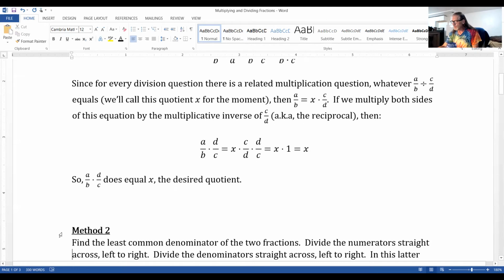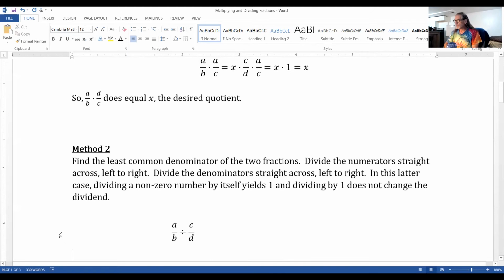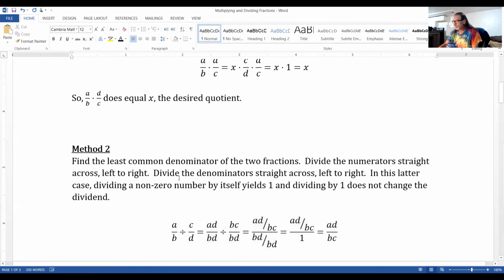Now the second method, if you get a common denominator, or better yet, the least common denominator of the two fractions you're dividing, then you can divide the numerator straight across, left to right. Do the same for the denominators, divide straight across, left to right. And since you have to have a least common denominator there, when you do that along the denominators, you're going to be getting 1. Since that's not 0, then it's legal to do that division, and we're getting the same answer.